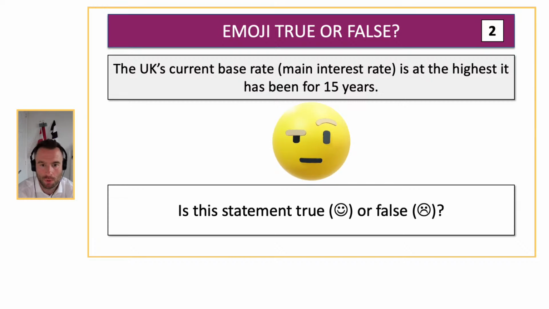Okay, so the UK's current base rate, the main interest rate that's set by the central bank, the Bank of England, is at its highest. It's as high as it's been for the last 15 years. What do we think here? Is this true or false? Right, so Ollie, I think, is the first answer there with true. Great work.